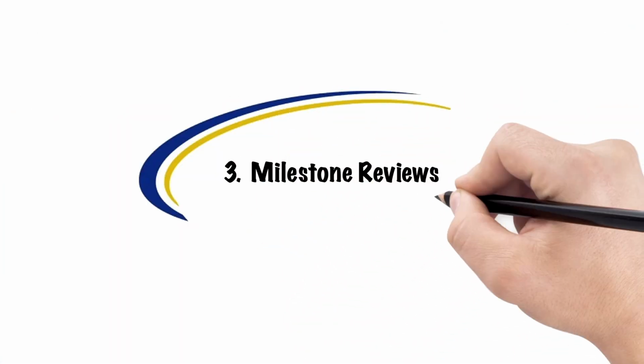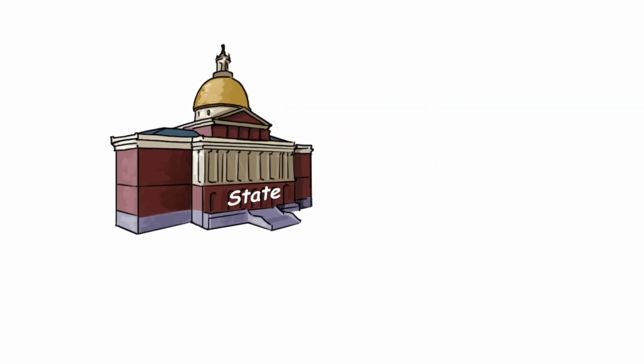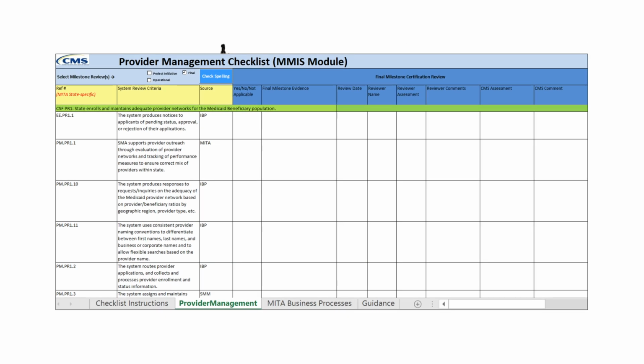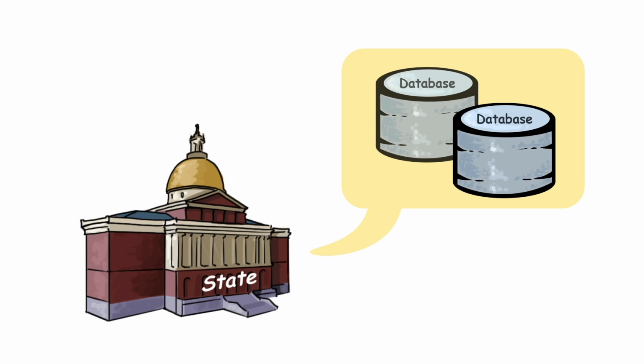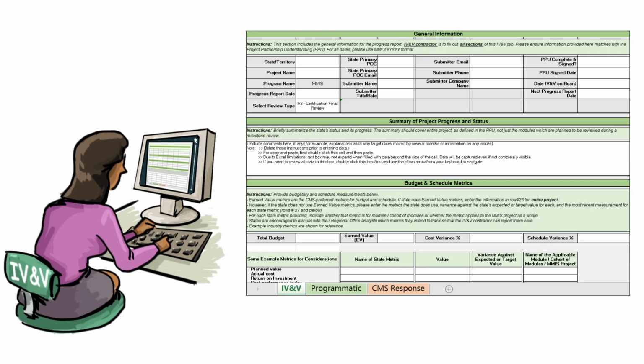To prepare for a milestone review, the state fills out the state portions of the checklist that apply to the modules undergoing the milestone review. The state stores the checklists and supporting evidence in its own repository. The IV&V contractor then reviews the answers and evidence, completes the reviewer sections of the checklist, and completes the IV&V and programmatic tabs of the MMIS IV&V progress report template. The completed checklists are appended to the report.